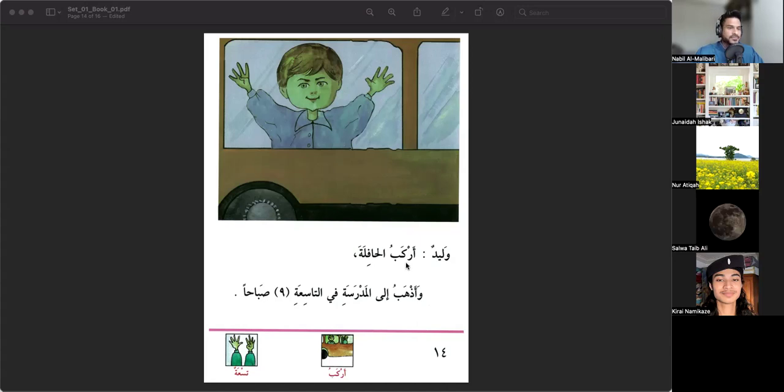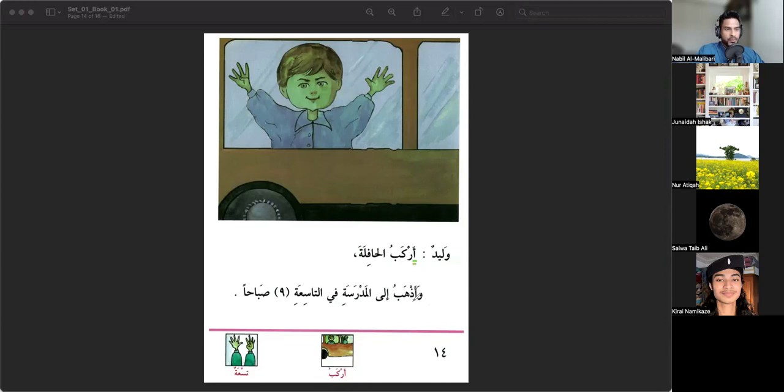Walid, arkabu al hafilata, wa ashabu ila al madrasa fi tasiyati al sabaha. Very good, ahsanti. Walid says, wa arkabu, wa arkab, get on. Okay, al hafilata, he got on, or he's saying, I got on. How do I know it's saying I got on? Because of this clue over here. Alif, arkabu al-hafilata, he got on. Walid is saying, I got on the bus.